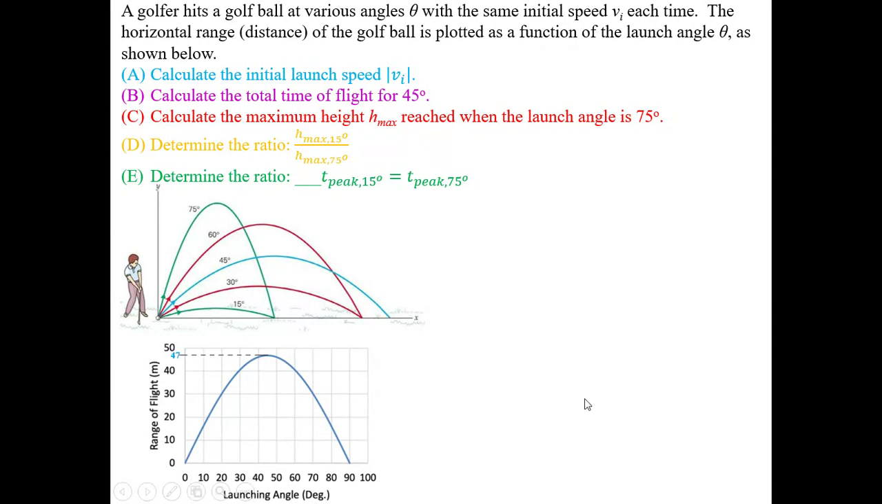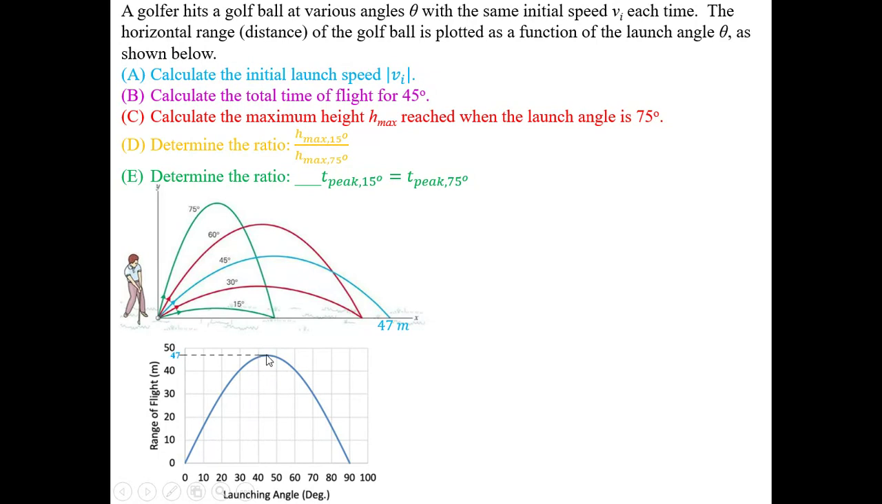So let's do part A. Part A wants us to find the initial speed, VI. So again, the initial speed is the same every time. The only thing different here is the launch angle. Based on the graph, I can pull this information out. Unless otherwise stated, you can assume everything to be frictionless, or air drag to be ignored.